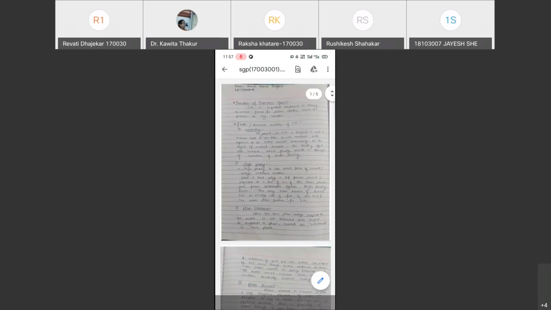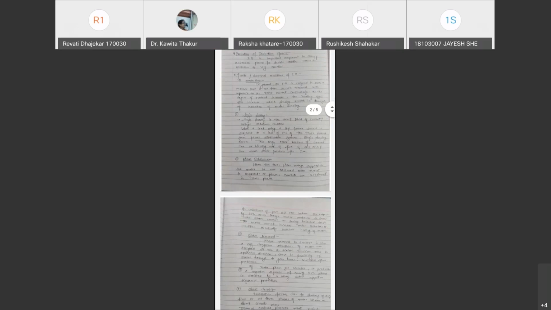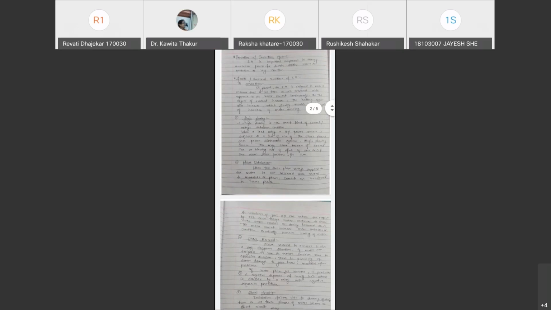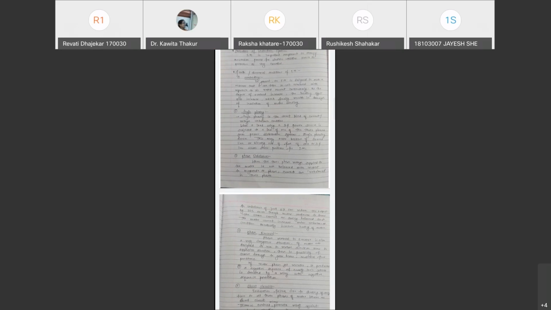Okay. So I'm Revati Dhajekar with ID 170030001, and my topic is protection of induction motor. As you know, induction motor is an important component in an energy conversion process for electrical utilities. Hence, its protection is very essential. The possible faults or abnormal conditions in induction motors are overloading, single phasing, phase unbalance, short circuit, earth fault, or underload or stalling of locked rotor.